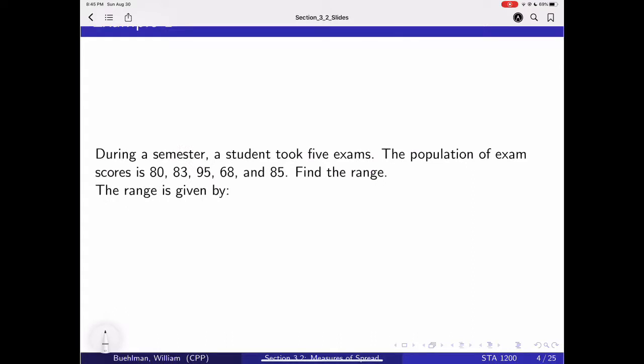During the semester, a student took 5 exams. The population scores are 80, 83, 95, 68, and 85. Find the range. The highest score is 95. The lowest score is 68. We just subtract those and we get 27. So the range is 27. Again, easy to compute, doesn't give us a lot of information.